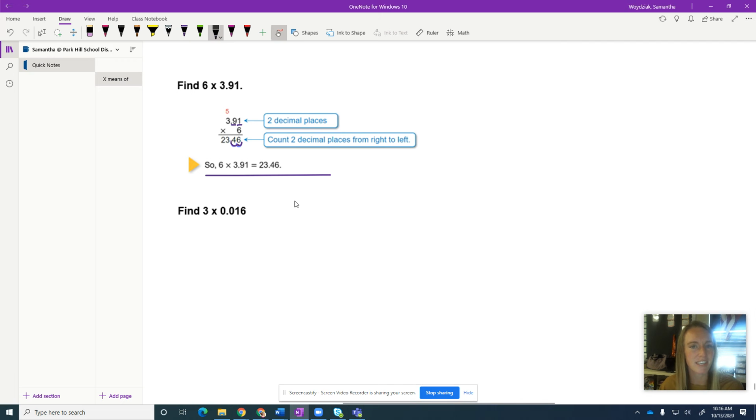Now let's go over one because I know that can be a little bit confusing. So here we have 3 times 16 thousandths. So I'm going to go ahead and put 0.016. And remember, we don't line up the decimal, so 3 is just going to go right here because we line them up in that manner. And we multiply. So 3 times 6 is 18. 3 times 1 is 3, plus 1 is 4. 3 times 0 is 0, and 3 times 0 is 0.